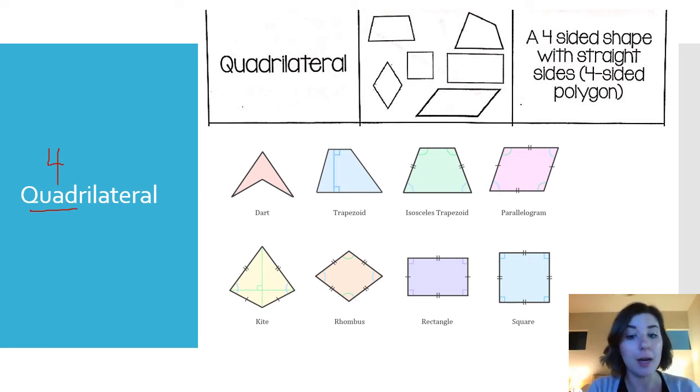And here you can see a bunch of examples. They don't have to be a regular shape like a square. They could also be something, I've never known this to be a dart, but that's a cool name, or a trapezoid, kite, parallelogram, rhombus, rectangle, any 4-sided polygon.